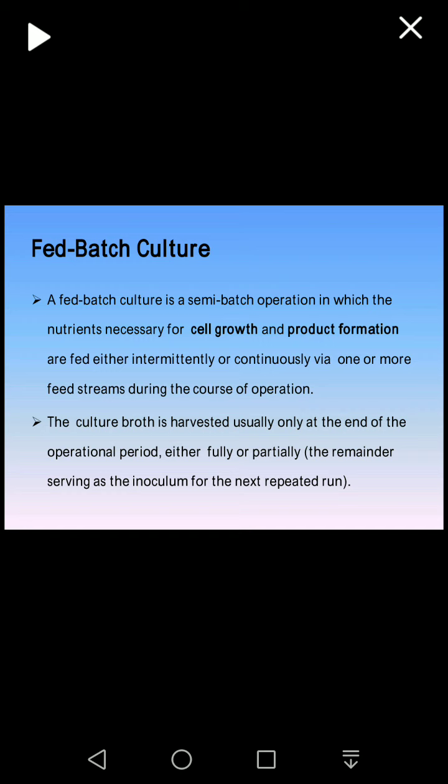Next repeated run means that you are again doing the next fed batch culture, in which the remaining media is utilized, and again you are adding the media continuously or intermittently. So basically, the difference between fed batch culture and the continuous culture is that in fed batch culture, you are adding the media intermittently or continuously, but you are not taking out the product at the same time. The product is taken out at the end of the run, while in case of continuous culture, the product is being taken out at the same time as the media is being added.